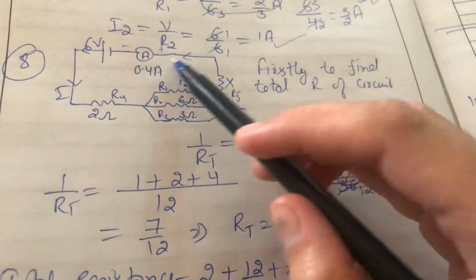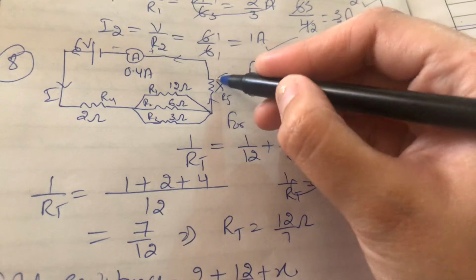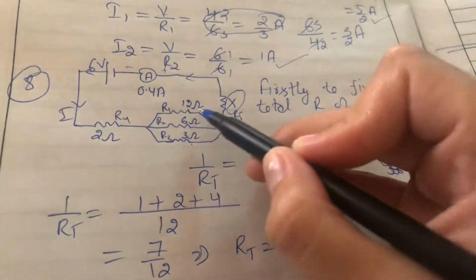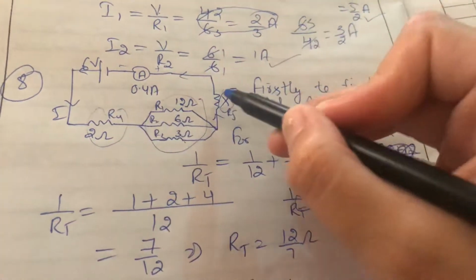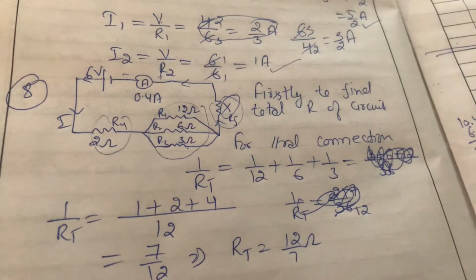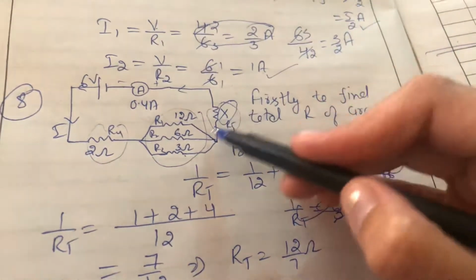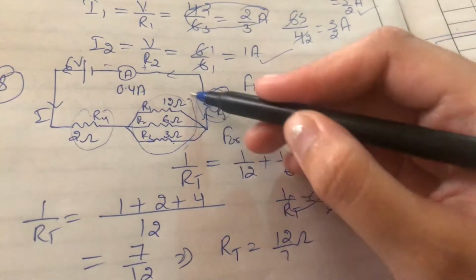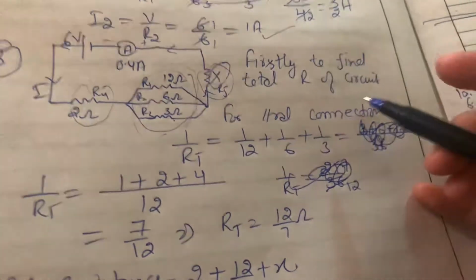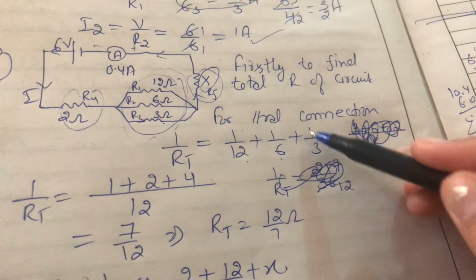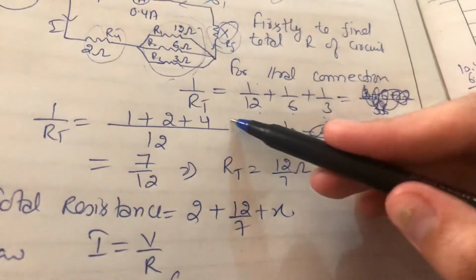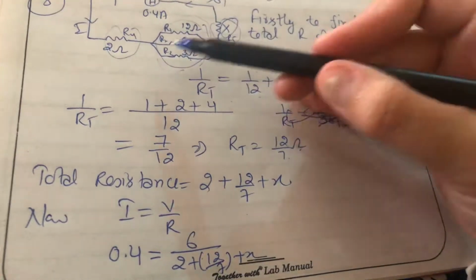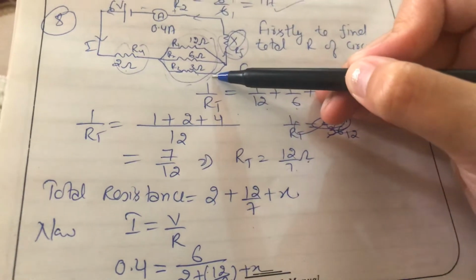8th question. You are given with a circuit and you have to find the value of this X. You have 3 resistors in parallel and this combination, this resistor and this resistor will be in series. Okay. To find this, firstly we will have to find the total resistance of the circuit, and when we find the total resistance, firstly we will solve this complicated one, that is the parallel combination. Parallel combination will be 1 upon 12 plus 1 upon 6 plus 1 upon 3, and after solving it we got 12 upon 7. Okay. So, the total resistance will be 2 plus 12 upon 7 plus X.